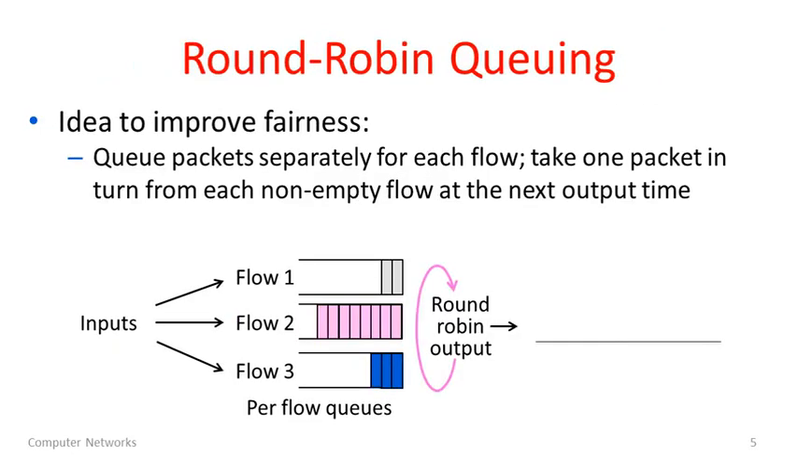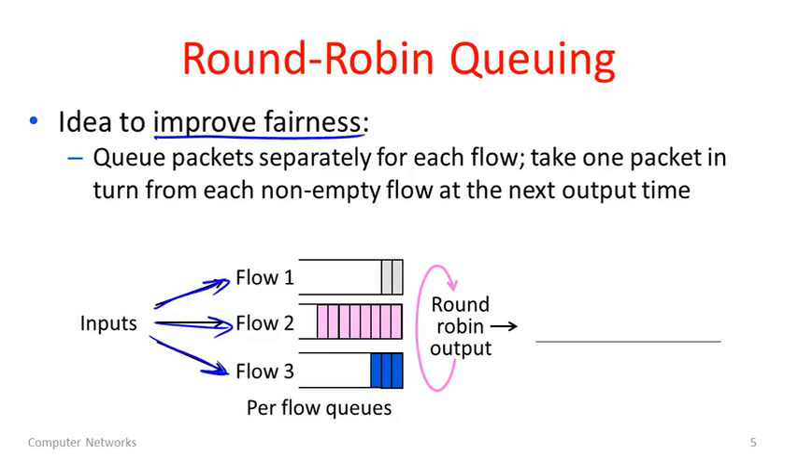What we want to do now is come up with a better way of queuing to improve fairness. And I'm going to start looking at that way of queuing by talking about what I'll call round-robin queuing. With round-robin queuing, the idea is that instead of keeping one big FIFO queue, we're going to break the queue up and have a different queue per flow. So if I have three flows here, then I have three different per-flow queues. And as my inputs come in, I will put them into the right queue, the flow 1, flow 2, or flow 3 queue.